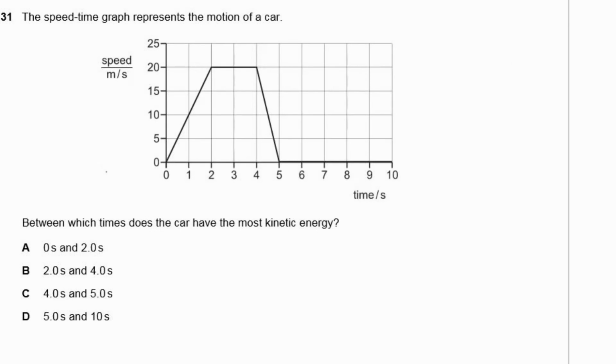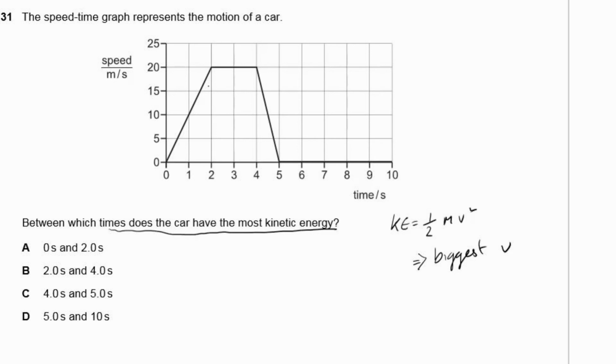31. The speed time graph represents the motion of a car. Between which time does a car have the most kinetic energy? So kinetic energy is 1/2 times mass times velocity squared. Alright, so what does that mean? Well, biggest velocity, biggest speed will give us the biggest kinetic energy.